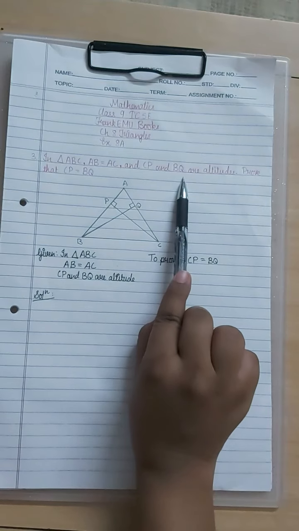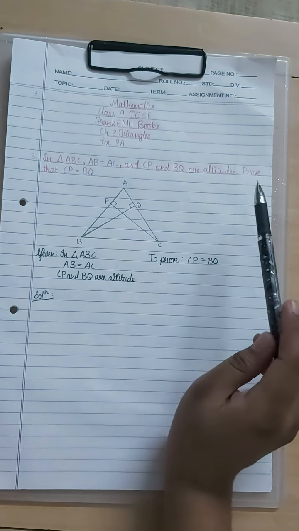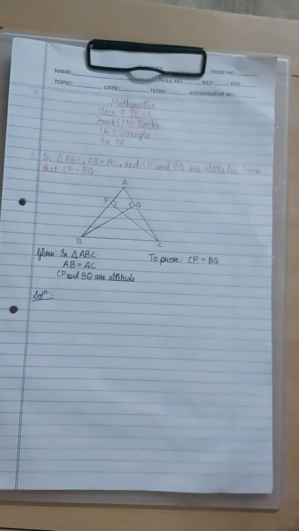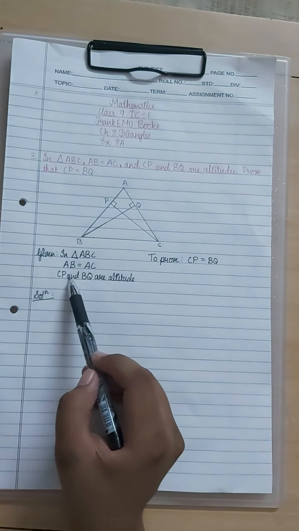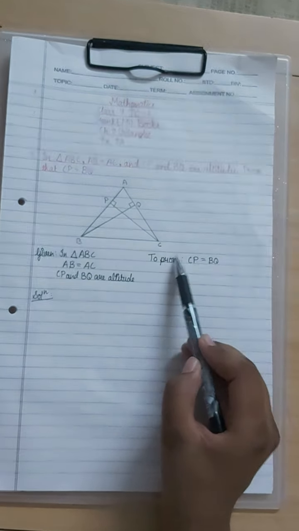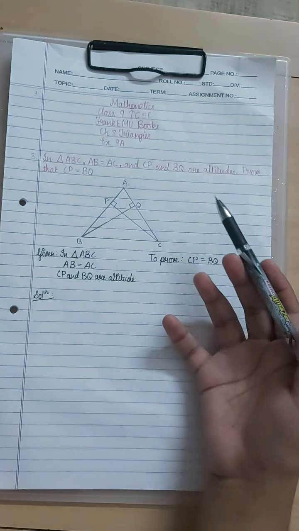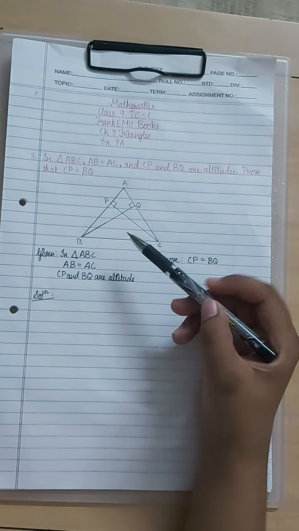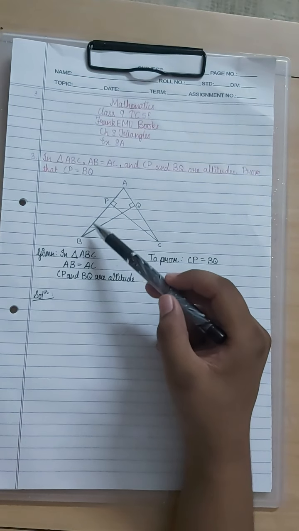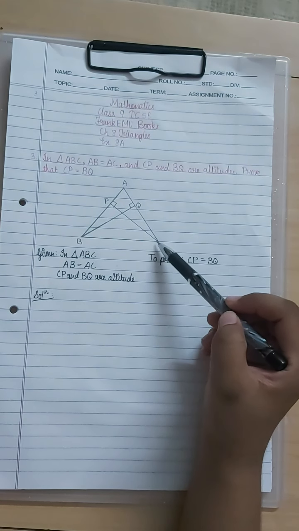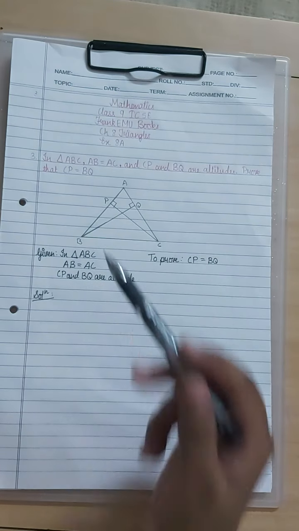So we are given that CP and BQ are altitudes. So we have to prove that these altitudes are equal to each other. We are given that in triangle ABC, AB equals AC, and CP and BQ are altitudes. We have to prove that CP equals BQ. Now when you carefully look at the diagram, you realize that we have two right angle triangles forming with both CP and BQ each. So here I am having the triangle CBQ and here I am having the triangle BCP.